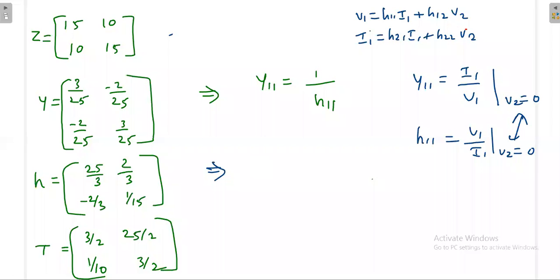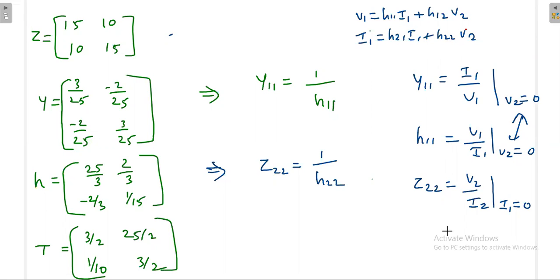So Z22 is equal to 1 by H22. Already I am having the equations for H. I know what Z22 is. Z22 is equal to V2 divided by I2. Again, this is the open circuit parameter. So that means I1 is equal to 0. Because you are concentrating on the output port, at the input port the current has to be 0. Don't write here I2 is 0 because I2 is here. So Z22 is equal to V2 divided by I2 when I1 is 0. Then what about H22?